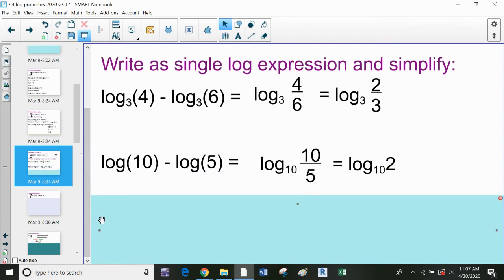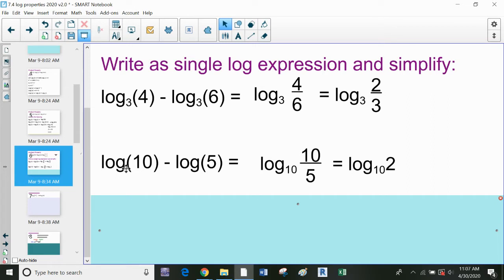Log of 10 minus log of 5. Uh-oh, we don't have a base. What is our base if there's none written in there? Frantically look back through your notes, 7.3. If there is no base in there, it's the common base, which is 10. And you can kind of see I put it in actually over here, so I kind of gave myself away.